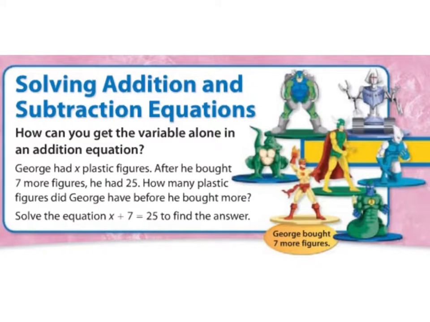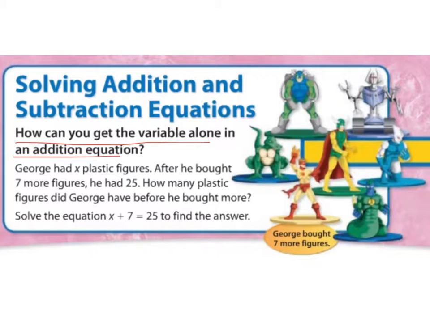Alright, so we're solving addition and subtraction equations. We're going to ask this question: How can you get a variable alone in an addition equation? George had X plastic figures, so we don't know how many he had. After he bought 7 more figures, he had 25. How many plastic figures did George have before he bought more?